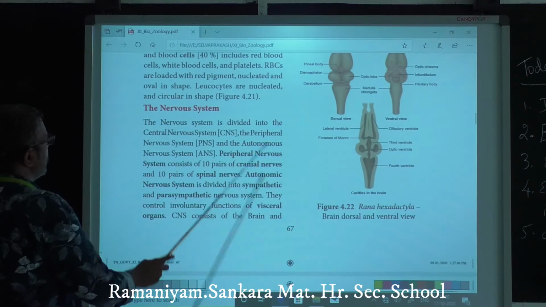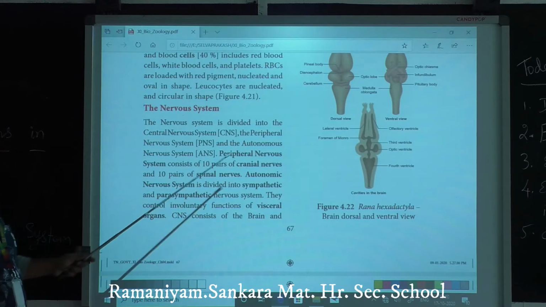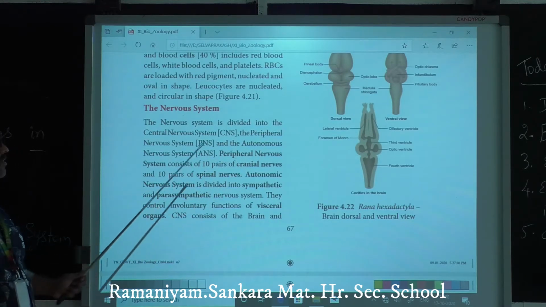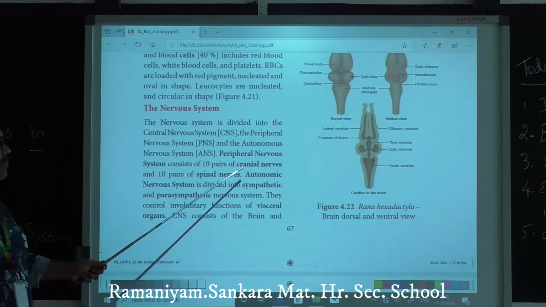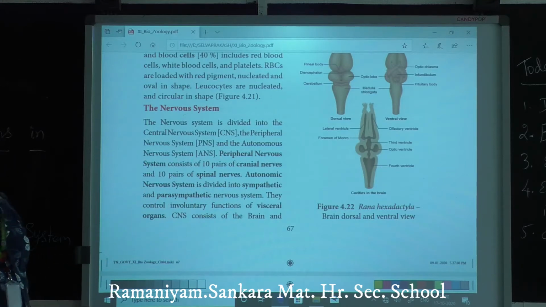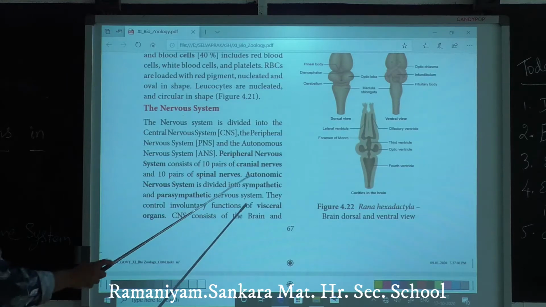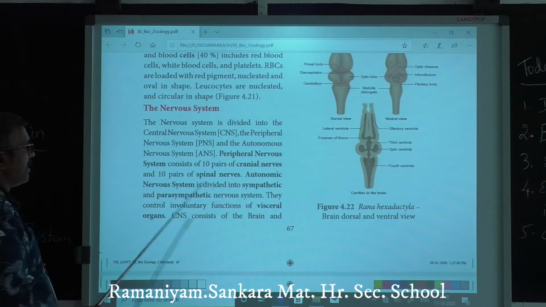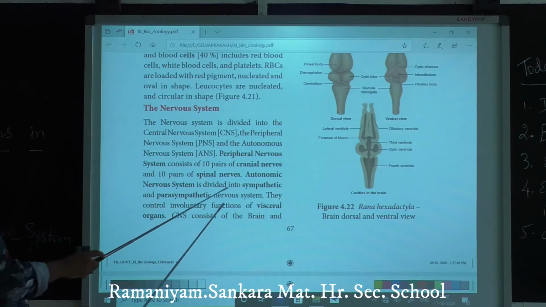Next one, the nervous system. The nervous system is divided into the central nervous system (CNS), the peripheral nervous system (PNS) and the autonomic nervous system (ANS). There are three parts. The peripheral nervous system consists of 10 pairs of cranial nerves and 10 pairs of spinal nerves. The autonomic nervous system is divided into sympathetic and parasympathetic nervous systems.